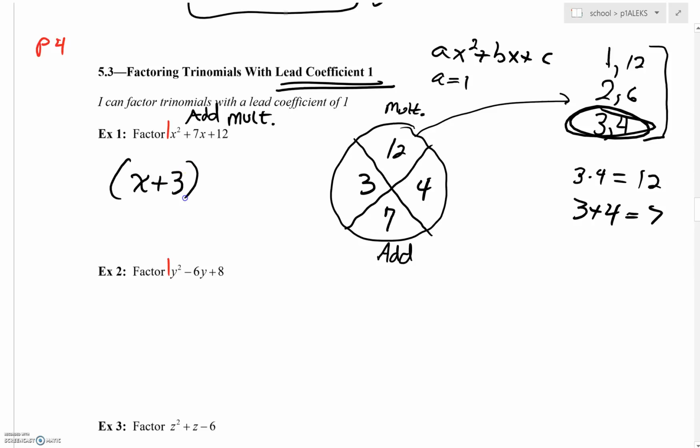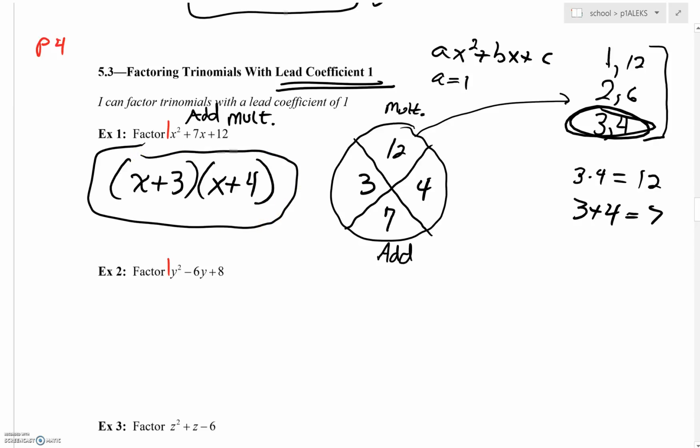Look, you're done. You could change the order, but you're looking for two parentheses where you're going to have x plus 3 and x plus 4. Again, you could have changed the order. This is the factored form. It's working backwards. If I would multiply it out, if I distribute it out, I would get x squared plus 7x plus 12. Are we doing okay with that?